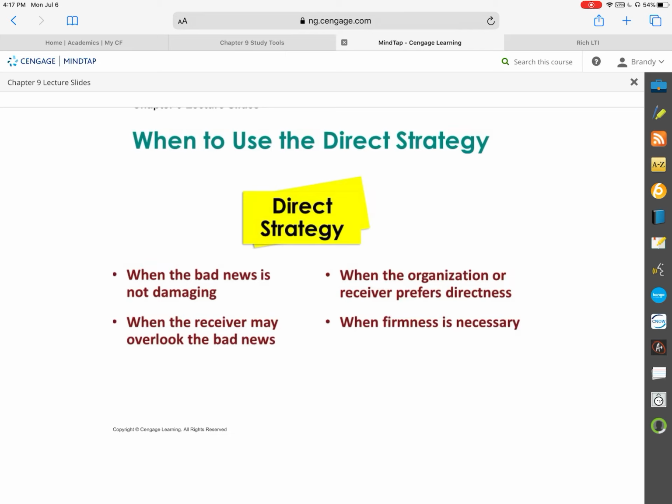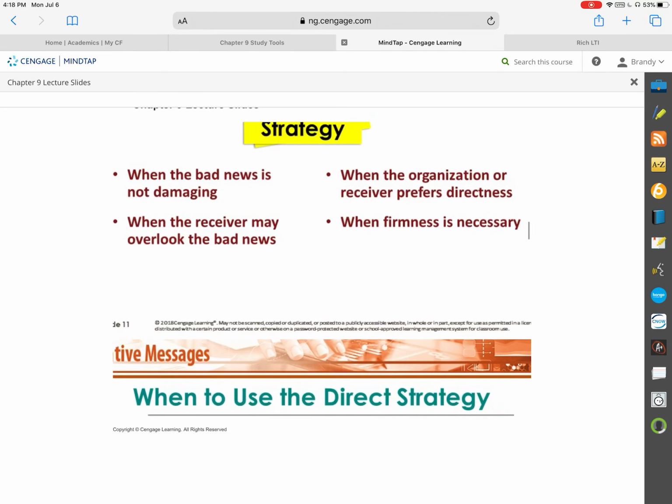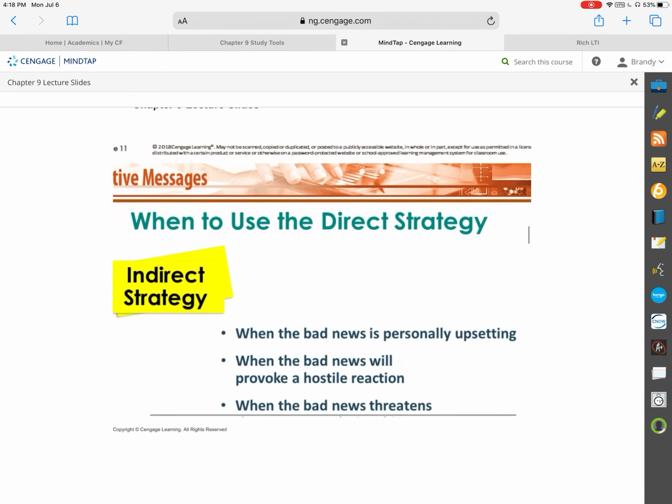We're going to use direct strategy when the bad news is not so damaging, when we think the bad news could even be overlooked, when we know the person we're giving the news to prefers a very forward, very direct delivery, and, like we were talking about, when firmness is necessary, when we know that if we're too elusive, people won't get it, it'll go over their head. Those would be the cases when we'd want to use direct strategy.